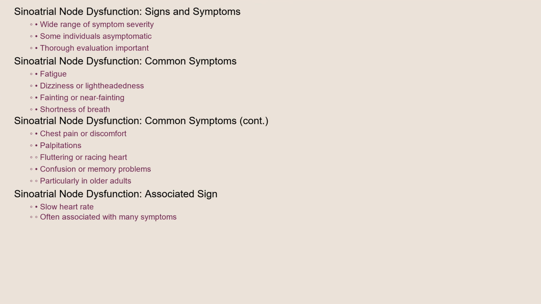What are the signs and symptoms of sinoatrial node dysfunction? The symptoms can vary widely, ranging from mild to severe, and some individuals may not experience any symptoms at all. Common symptoms include fatigue, dizziness or lightheadedness, fainting or near fainting spells, shortness of breath, chest pain or discomfort, palpitations, a feeling of fluttering or racing heart, and confusion or memory problems, particularly in older adults. Slow heart rate is often associated with many of these symptoms. The absence of symptoms doesn't necessarily mean the absence of the condition, so a thorough evaluation is important.